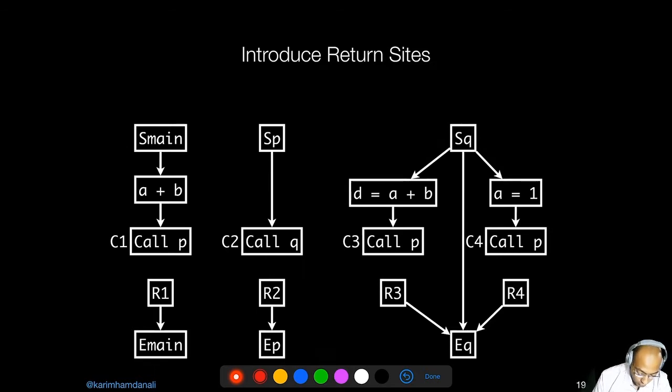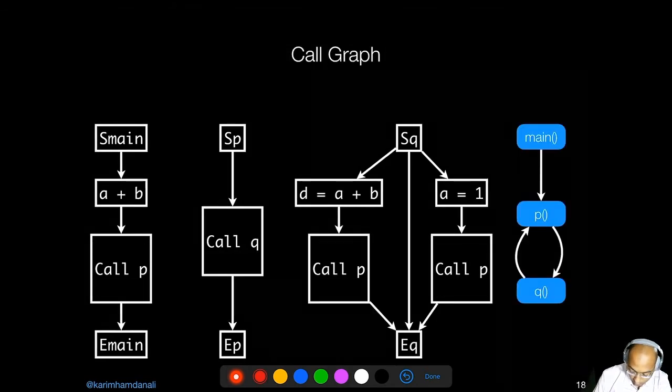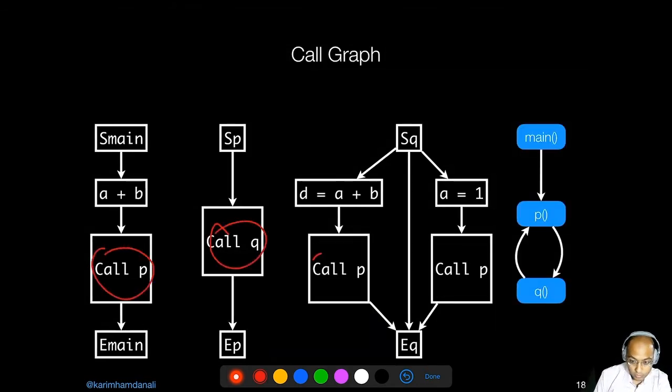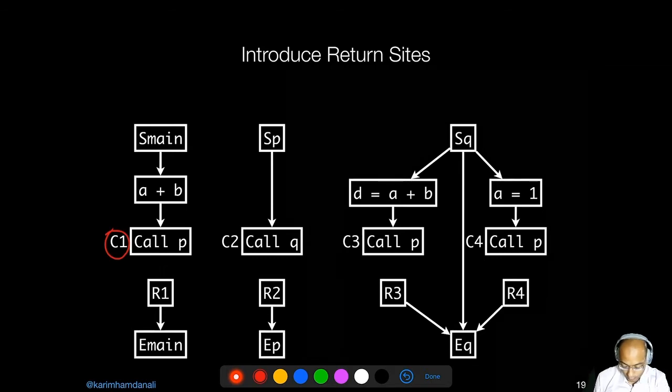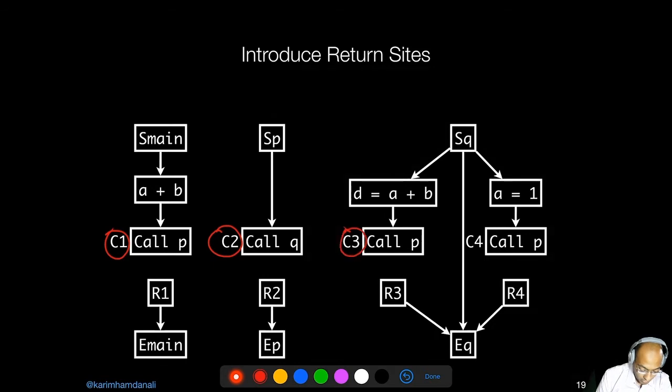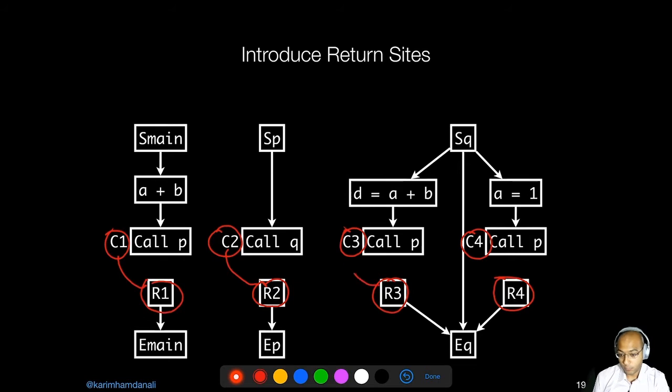For every call that I have, so if I go back here, so see here, call P, call Q, call P, call P. For every one of these call nodes that I have in my control flow graph, I'm going to replace them with two nodes. One is going to be for the call site, and I'm going to give it a label. So I'm going to call P at C1, I'm going to call Q at C2, call P at C3, call P at C4, and I'm going to have a corresponding return site for it. R1 for C1, R2 for C2, R3 for C3, and R4 for C4.